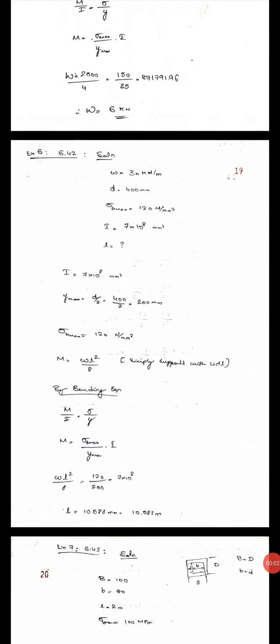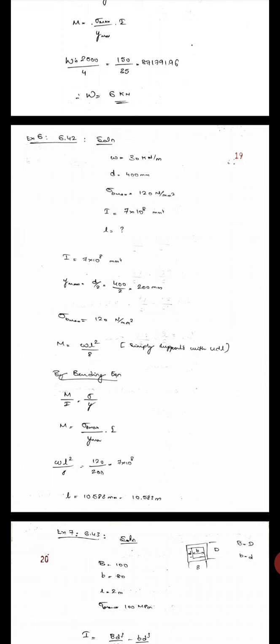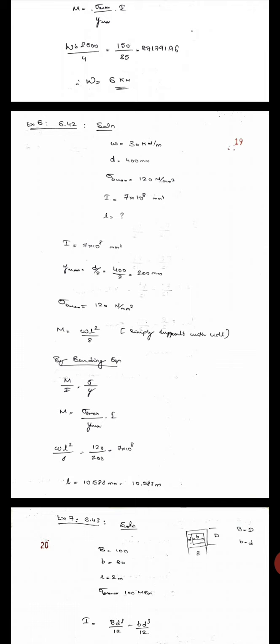Next, example 6. A simply supported beam with a UDL of 30 kN per meter has a moment of inertia I of 7 to 8, bending stress 120 MPa, and a depth of 400 mm. Determine the span length of the beam.